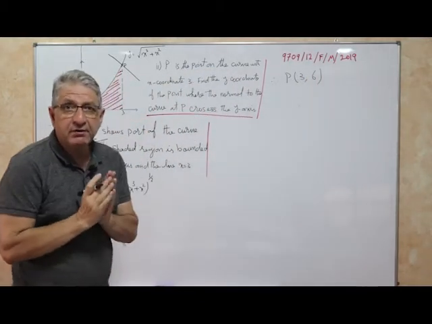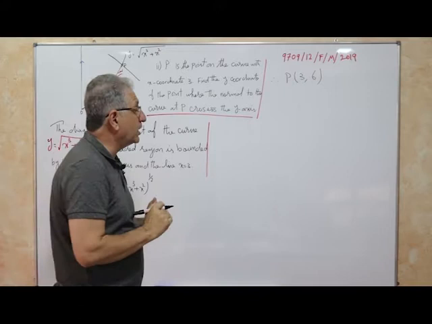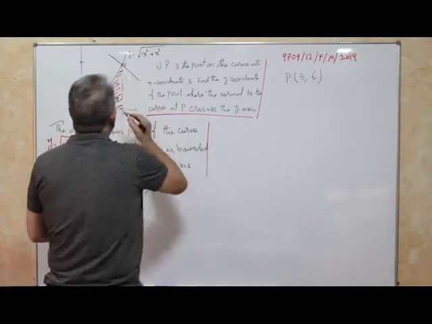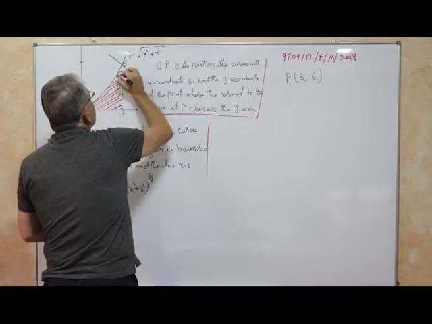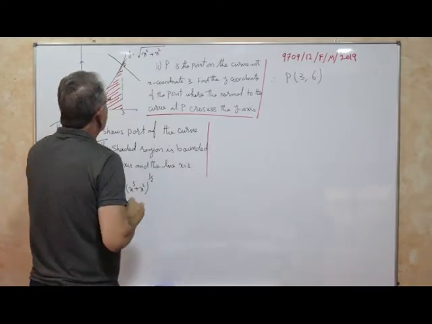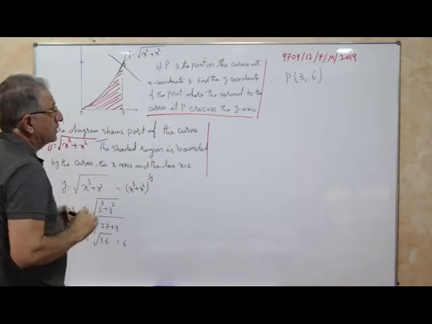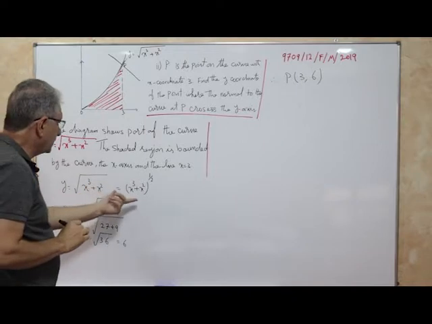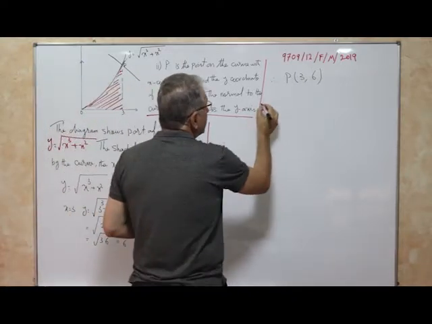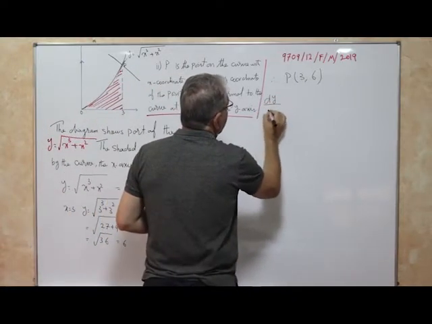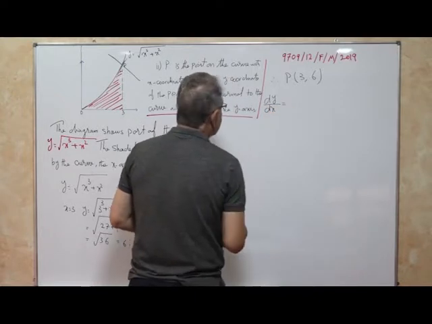Now, we need to find the gradient of the normal to the curve. If we want to find the gradient of the normal, first I need to find the gradient of the tangent to the curve, because the normal is perpendicular to the tangent. Therefore, let us find the gradient of the tangent. For that, I need to find dy by dx.